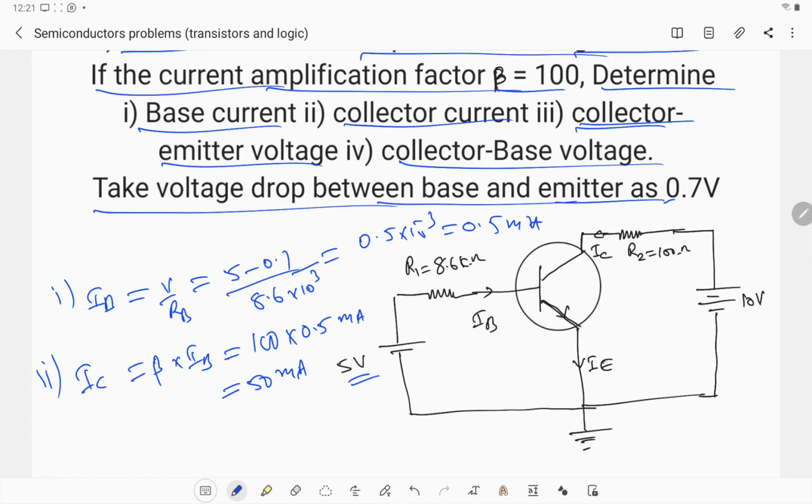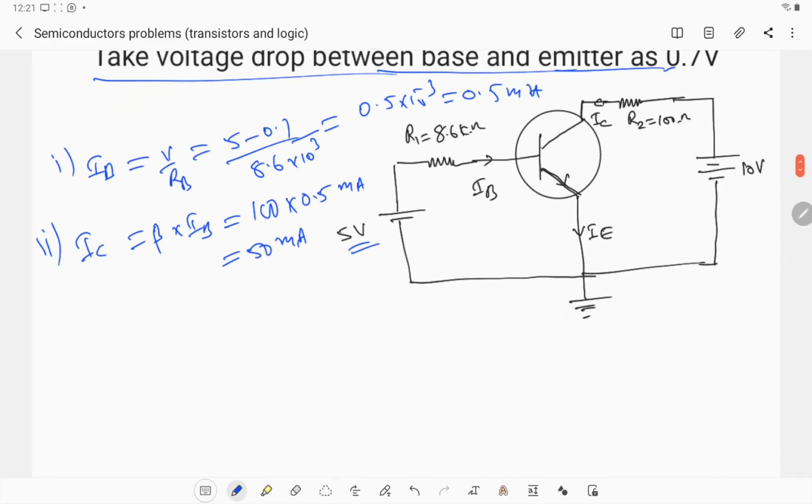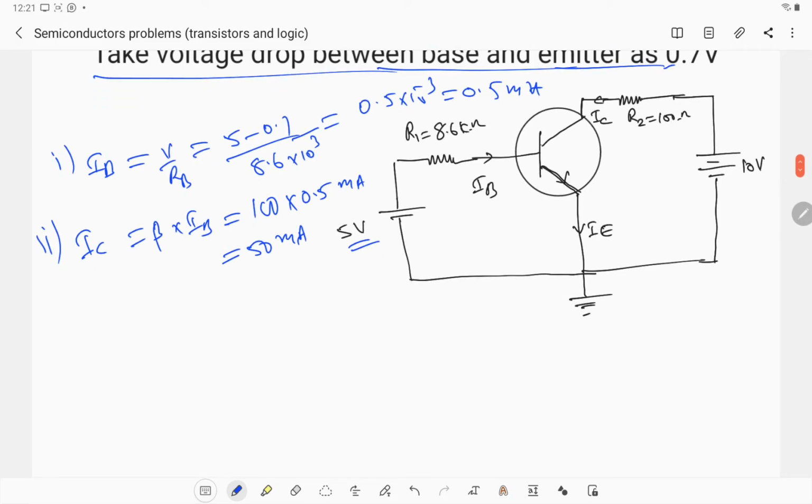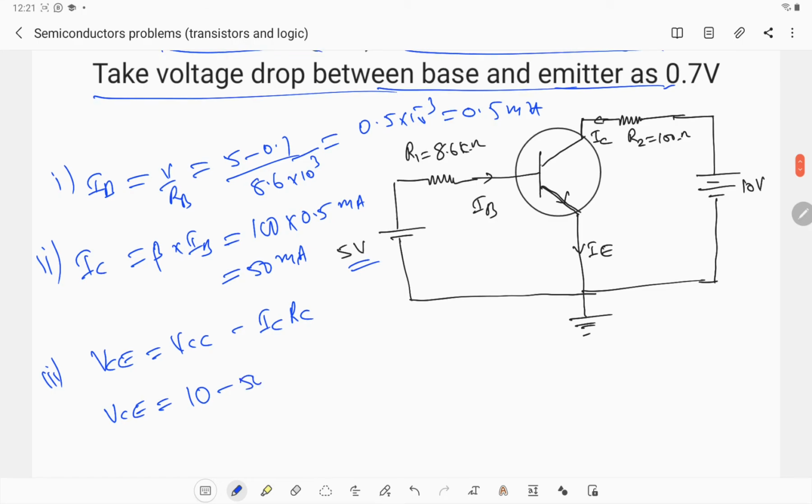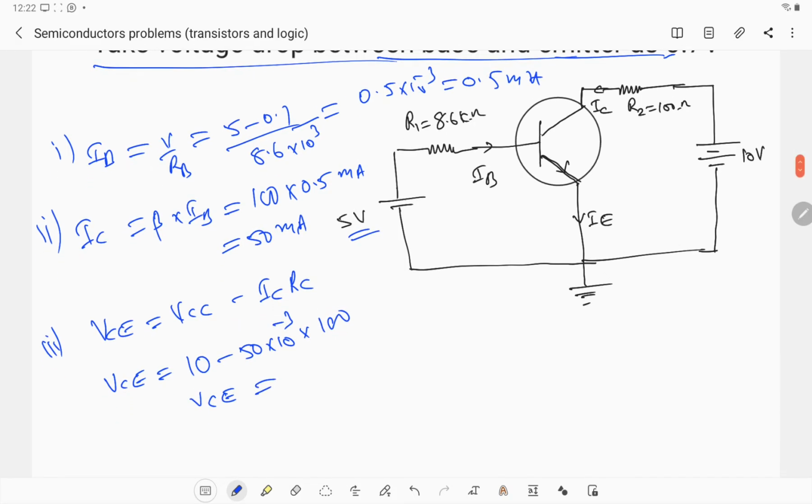And the third one is collector emitter voltage, that is nothing but VCE. Therefore, VCE is equal to VCC minus ICRC. What is VCC given? 10 volts. IC is 50 milliamperes and RC is 100 ohms. This becomes VCE is equal to 5 volts.